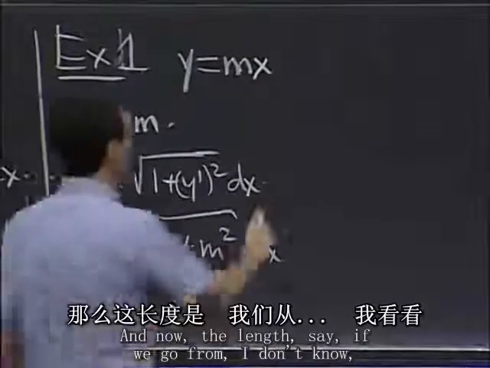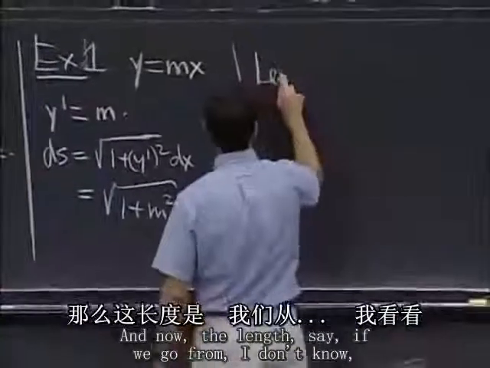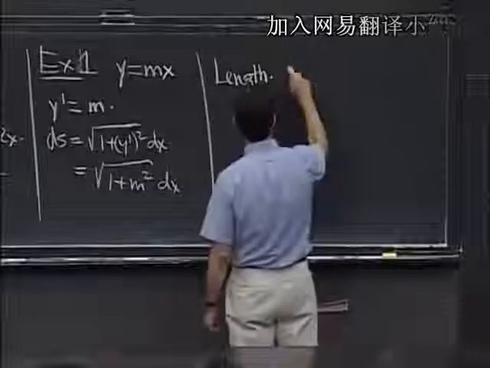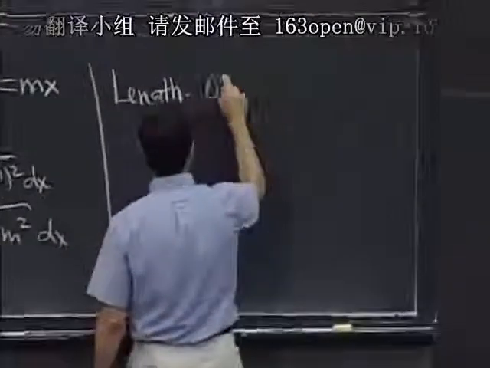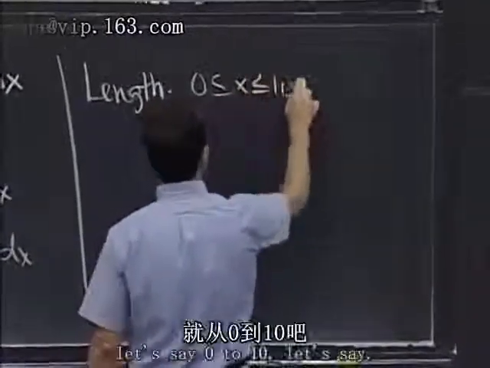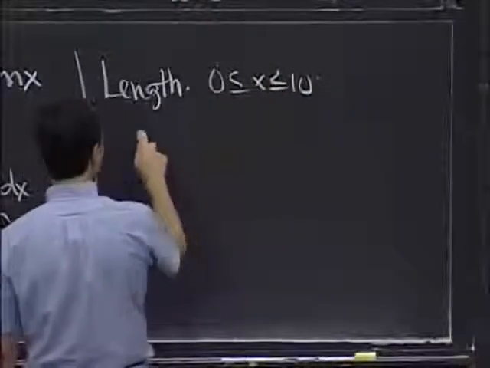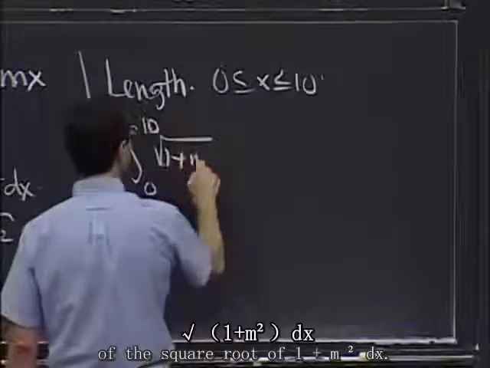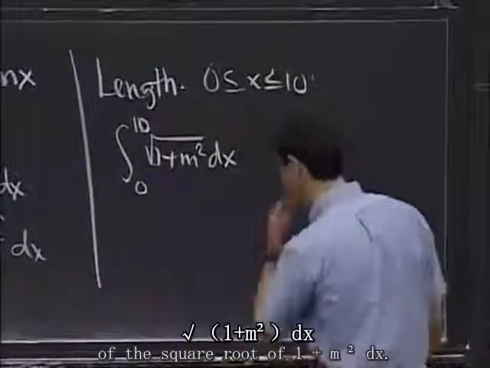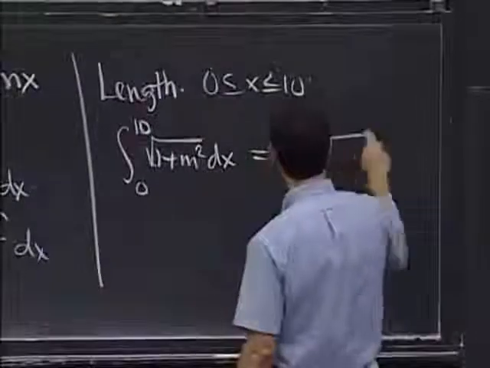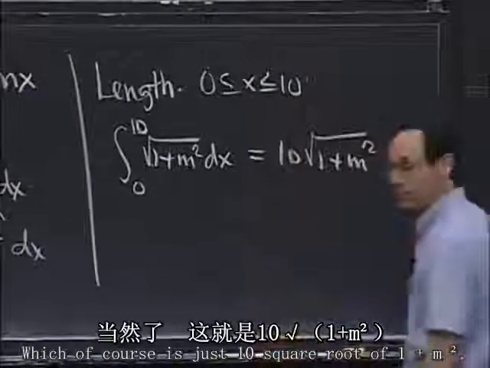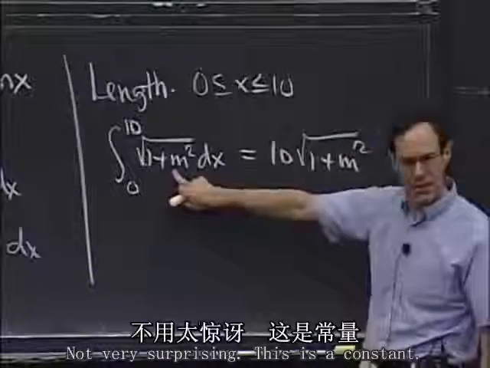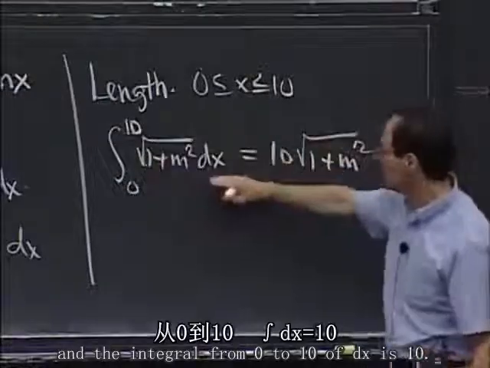And now the length, say if we go from, I don't know, let's say 0 to 10, of the graph is going to be the integral from 0 to 10 of the square root of 1 plus m squared dx, which of course is just 10 square root of 1 plus m squared. Not very surprising, right? This is a constant. It just factors out, and the integral from 0 to 10 of dx is 10.